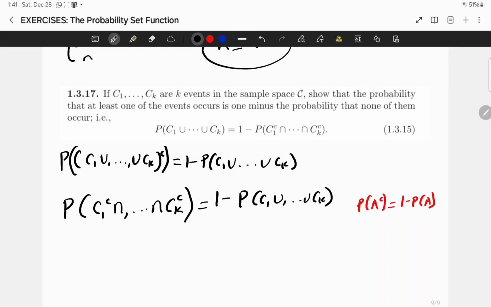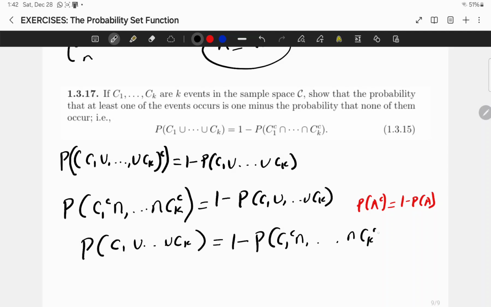So then if we shift it around, you see the probability of C1 union ... union CK is equal to 1 minus probability of C1 complement intersection ... intersection CK complement. So we take this here, then we take this back here, then you have that result. So the key here is the use of De Morgan's law. Then you're done. So question number 18.